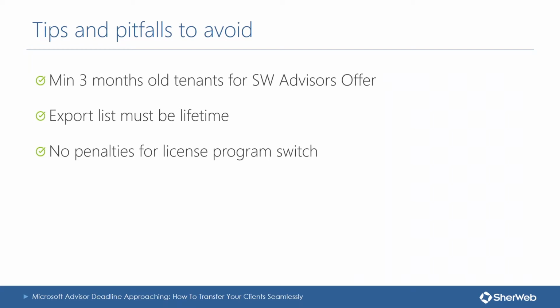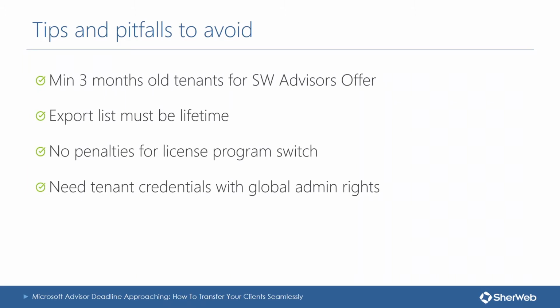The one thing that we need that sometimes takes a little bit of time to get is the tenant credentials with global admin rights. It needs to be a global admin, not just a regular admin. If you don't know where to look, we'll show you. It's very simple. We do it all the time. But the credentials that we need to be able to make the CSP transfer must have those rights. Otherwise, we can't make the switch, and it makes sense for once.